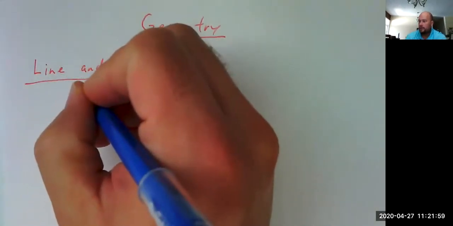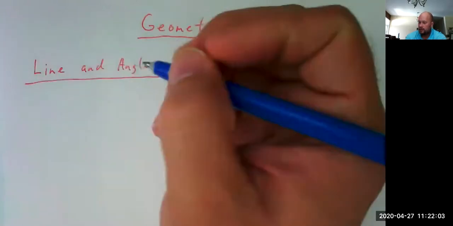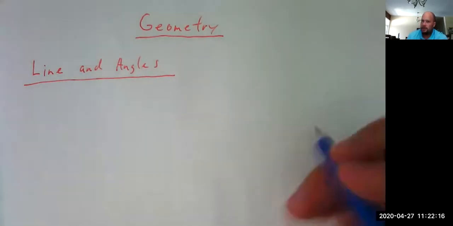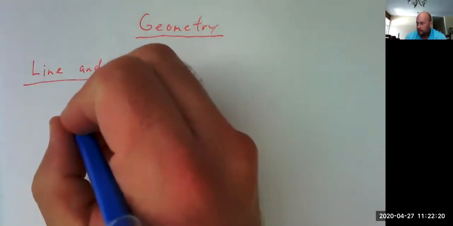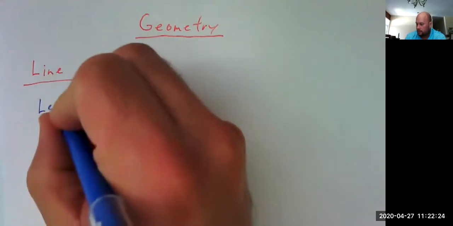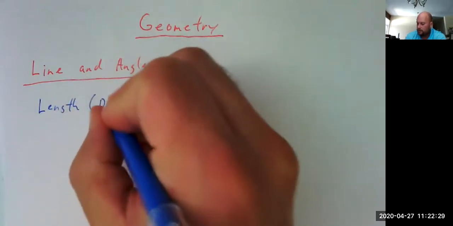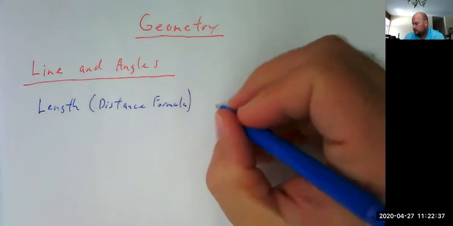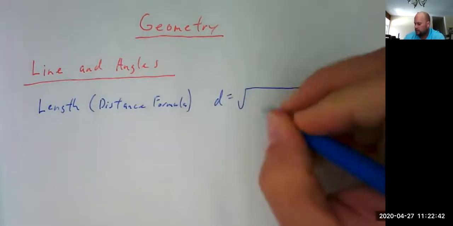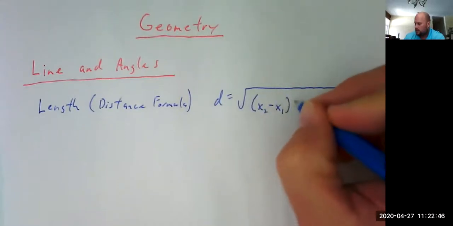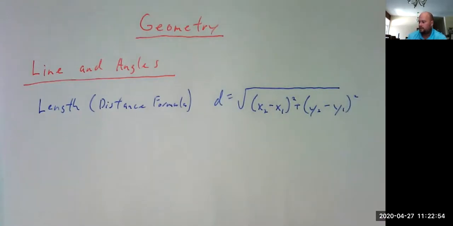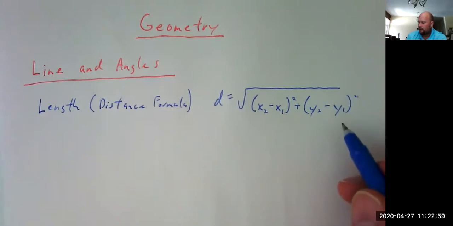So let's first talk about length and midpoint. There's two formulas that you need to know about when we're talking about lines. We need to know about the length of a line, and we need to know how to find the midpoint. So we have length, which can be found using the distance formula. And the distance formula is d equals the square root of (x2 minus x1) squared plus (y2 minus y1) squared. So again, got to know how to find length, and that's by using the distance formula.